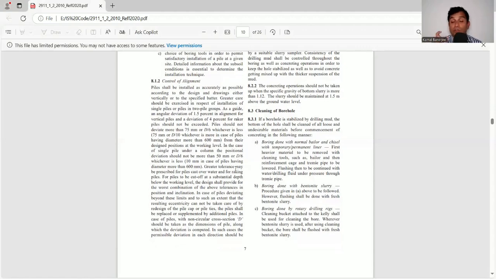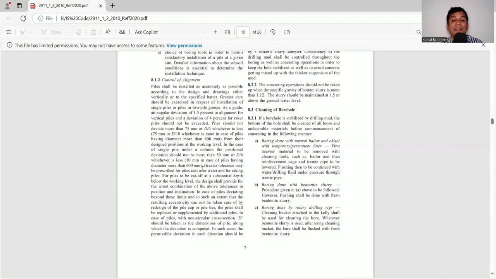We are giving the points by total station, and after placing the casing, you again need to check the alignment or location, so that after casing there will be no deviation beyond what is mentioned here. In case of a single pile under a column, the pedestal positional deviation should not be more than 50 mm. That is another criterion in case of a single pile. If it is a single pile, that means it can be a maximum of 50 mm or D by 6, whichever is less, and 100 mm in case of piles having diameter more than 600 mm.